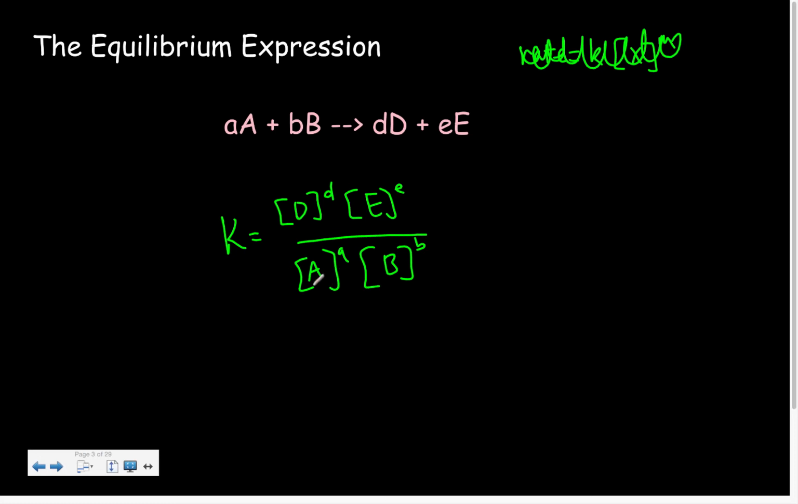Now, your book does give you the derivation for this, which does come from the concept of our rate laws. Because if we were to write the rate for the forward reaction, the rate for the forward reaction would include these two things.